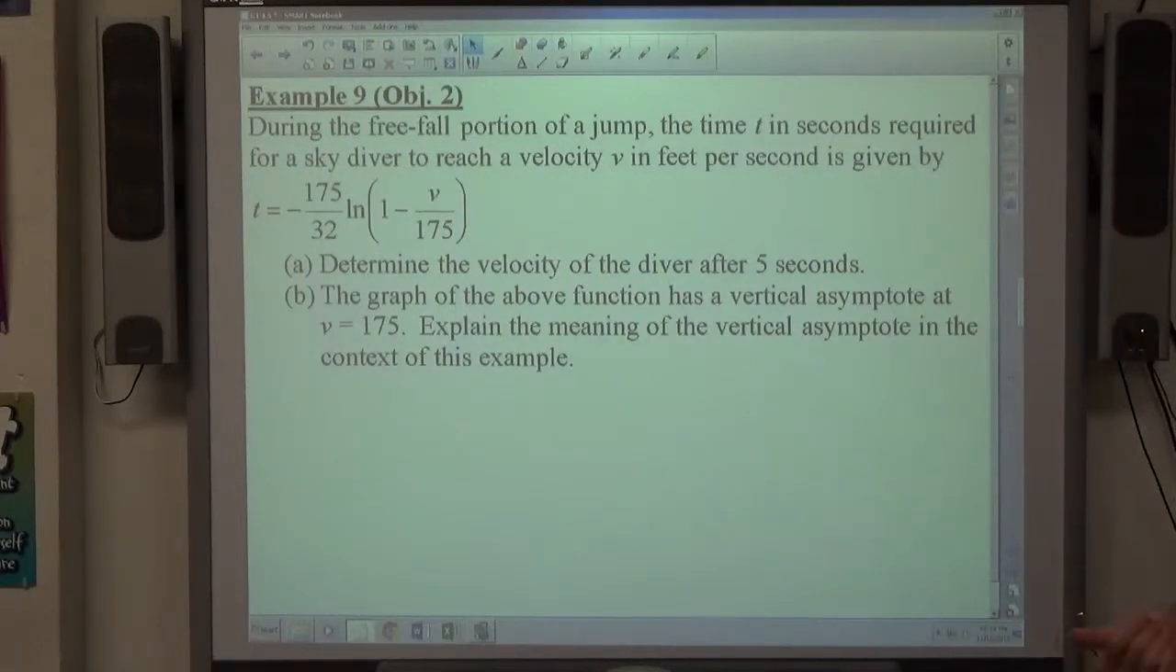Example 9. During the free fall portion of a jump, the time t in seconds required for a skydiver to reach a velocity v in feet per second is given by this function. Determine the velocity of the diver after 5 seconds. The graph of the above function has a vertical asymptote of v equals 175. Explain the meaning of the vertical asymptote in the context of this example.